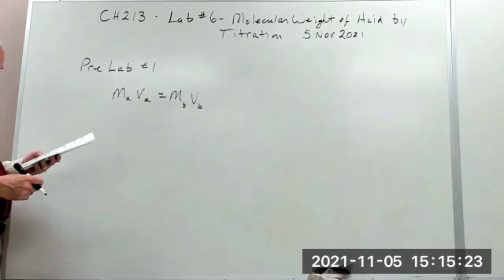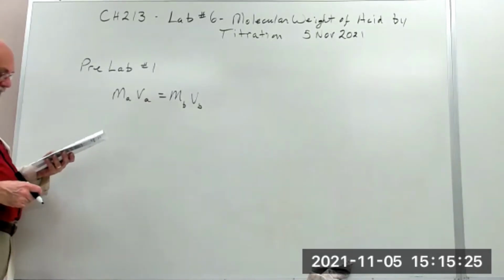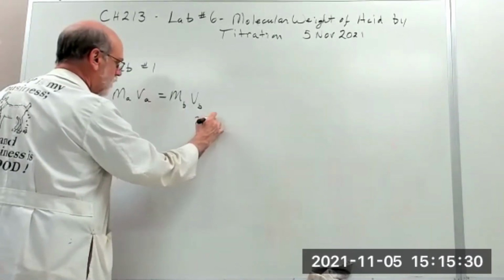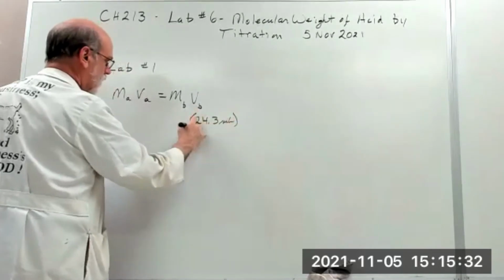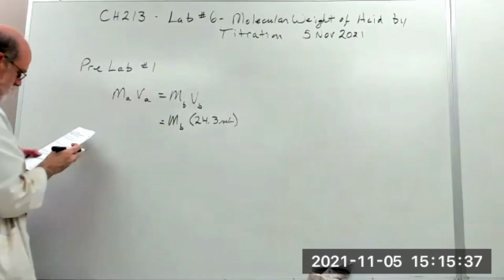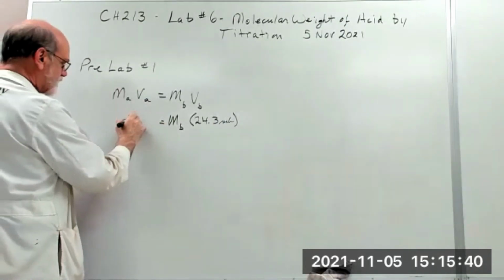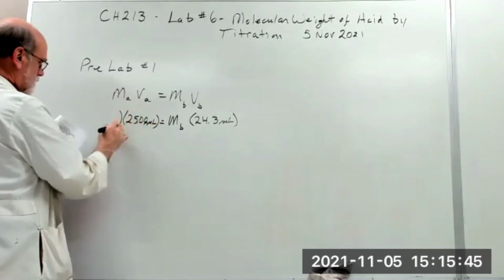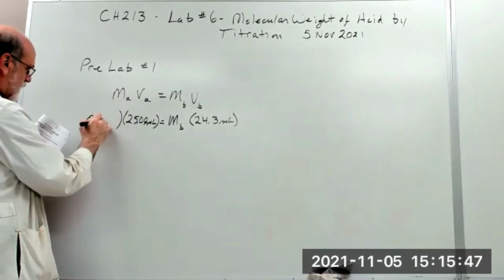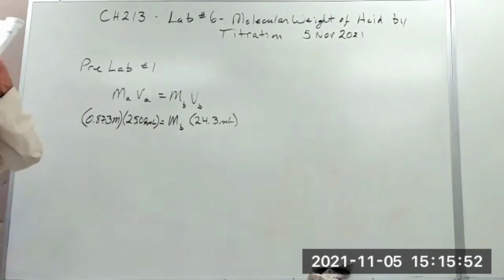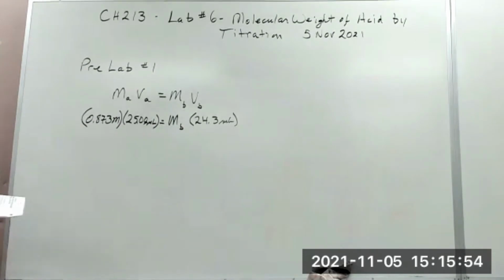So in that case, we can say 24.3 milliliters of sodium hydroxide. Okay. And this is our unknown, right? Base. The volume of acetic acid is 25 milliliters and 0.873 molar. So we just solve for the molarity of the base. 0.898. 0.9 if you want around there.